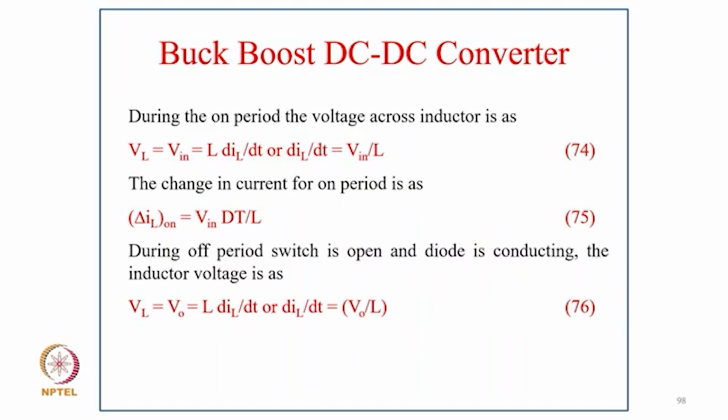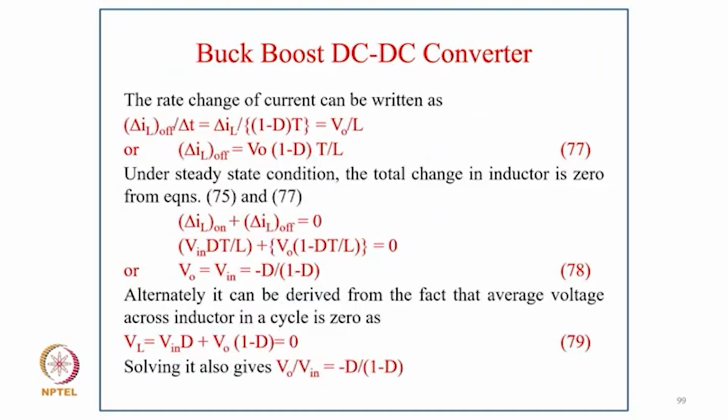So now coming to the analysis of this buck-boost DC-DC converter. During the on period, the voltage across the inductor is VL equal to Vin, that is L dIL/dt, similar to the boost converter, or dIL/dt equal to Vin/L, and the change in current for the on period is delta IL on equal to Vin dT/L. And during the off period, the switch is open and the diode is conducting, the inductor voltage is VL equal to VO equal to L dIL/dt, or dIL/dt equal to VO/L.